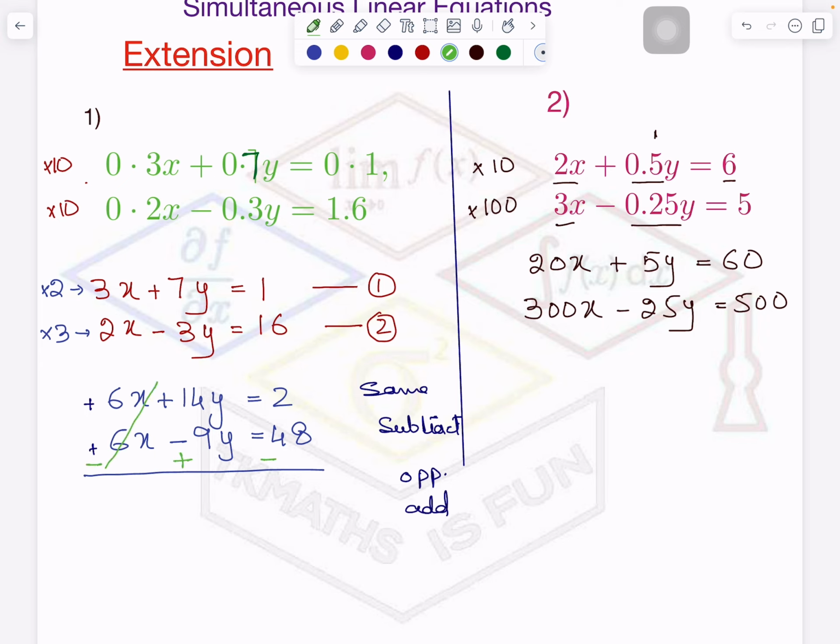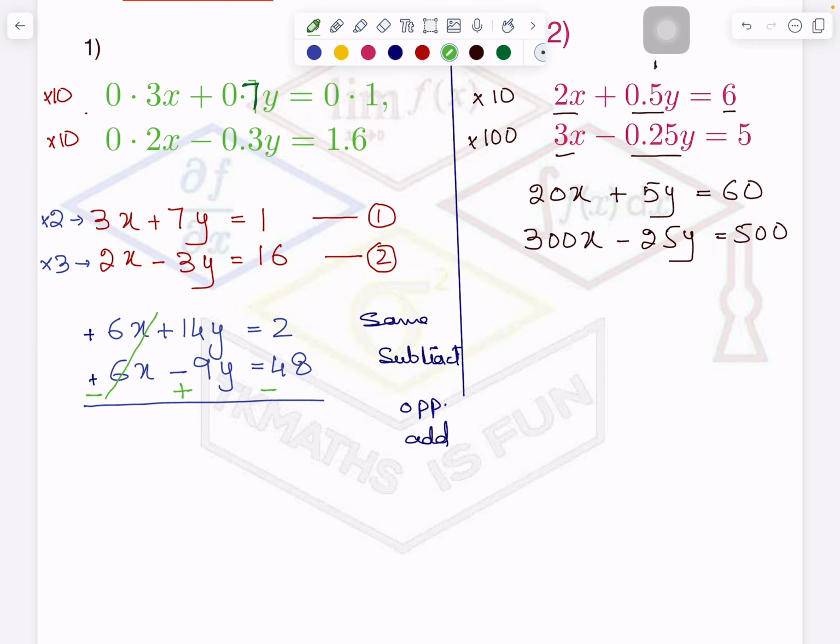So this will cancel out because it is plus minus 6x, and this will become 14 plus 9 is what? 23y, right? So it will become 23y. 2 minus 48 will be minus 46. So y is equals to minus 46 divided by 23, which is equals to minus 2. Now you got the value of y. You can plug in either in equation 1 or in equation 2 to get the value of x.